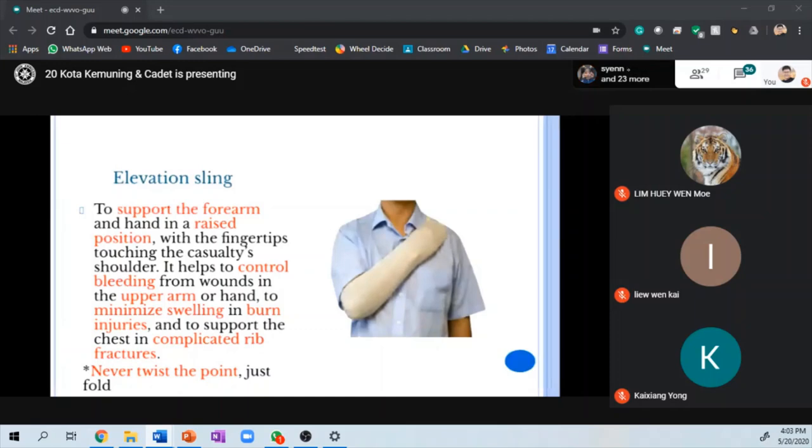Elevation sling is to elevate, right? So elevating is to control bleeding when there is a wound in the upper arm or anywhere. It can be used to minimize swelling, and for burn injuries. And this is for a complicated rib fracture. The arm sling is for a simple rib fracture, and the elevation sling is for a complicated one. And also never twist the point.